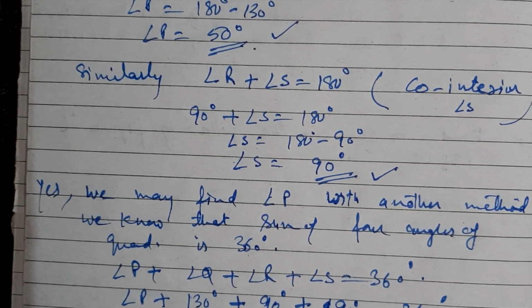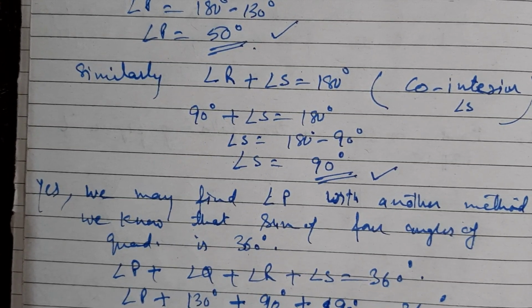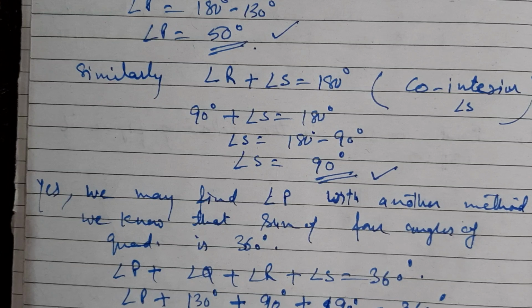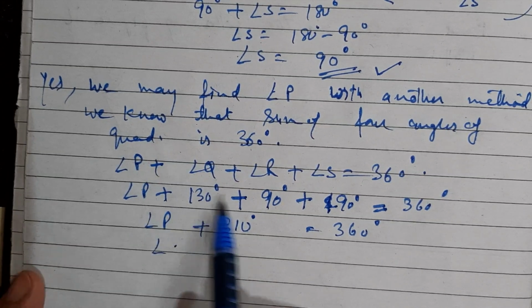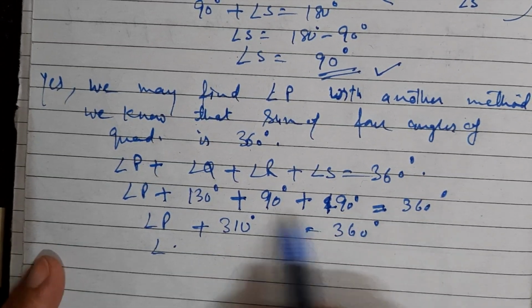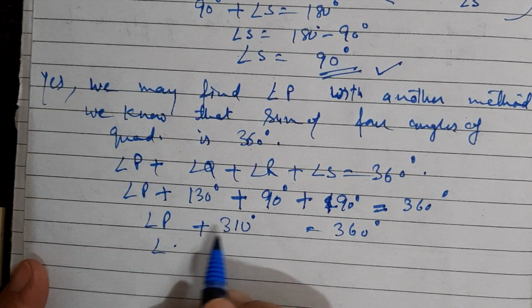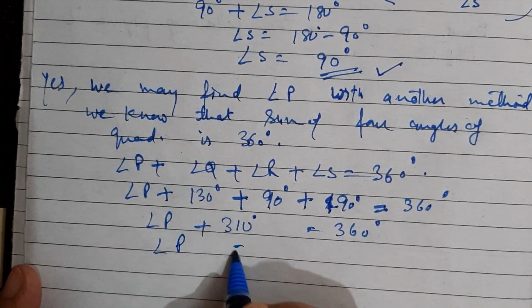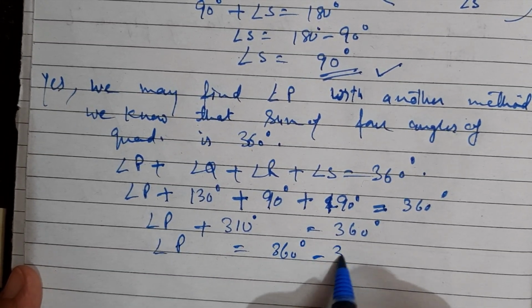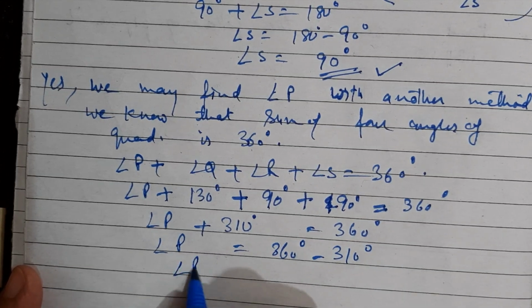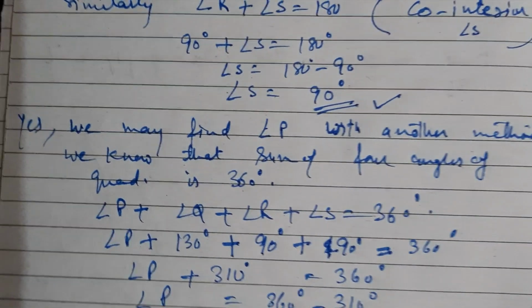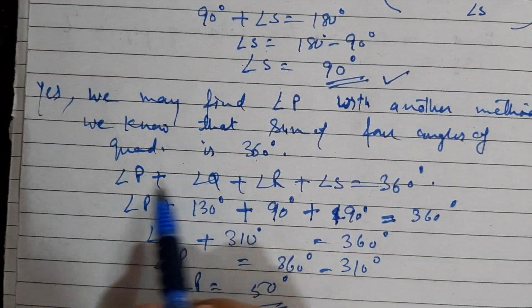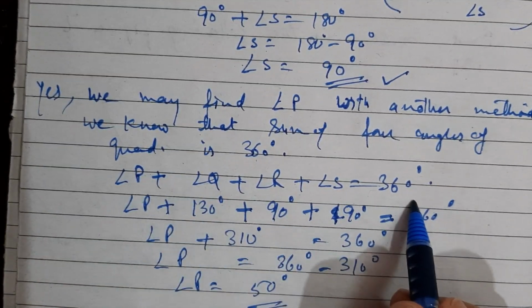Angle P plus sum of these three, 130, 90, 90, will be 310 degrees equal to 360. So after adding all these three, 310 you will get. Angle P is equal to 360 degree minus 310 degrees. Angle P is equal to 50 degree. This is the alternative method we can find out, as we know that the sum of four angles of quadrilateral is 360 degrees.